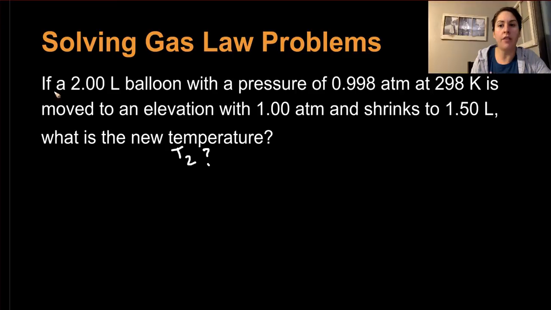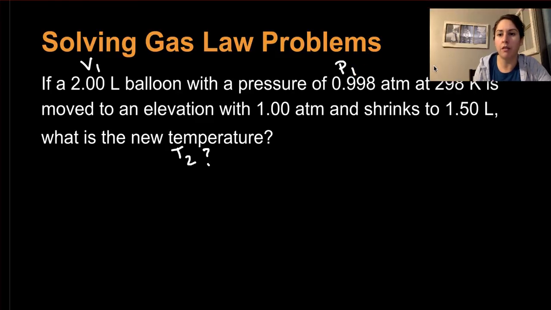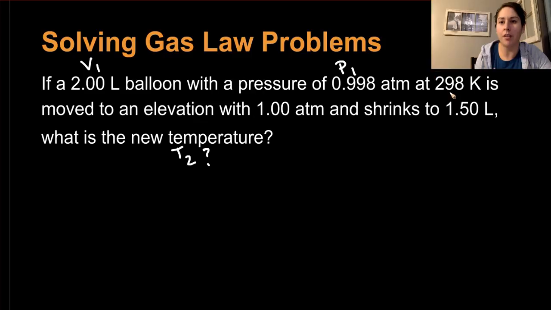So we just start off, and these are in trios now. If a 2.0 liter balloon with a pressure of 0.998 atmospheres at 298 Kelvin is moved, that tells me this stuff is all together. So this has to be my V1, this has to be my P1, and this has to be my T1. It's moved to a new elevation, so that means this has to be my new pressure of 1 atmosphere, okay? And then it shrinks down to 1.5 liters.